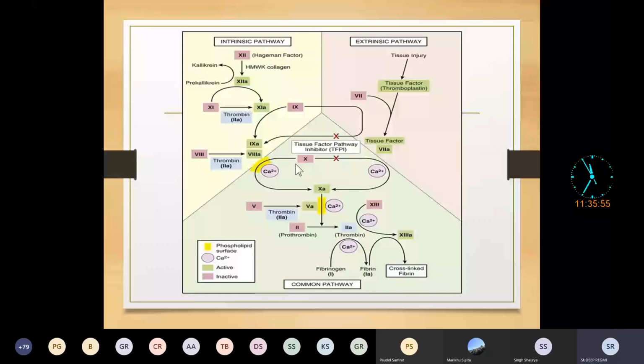So if any of the factors, there are many factors, if any of the factors along with the phospholipid surface, calcium, okay, thrombin, because thrombin, apart from fibrin formation here, is also a cofactor in many of the reactions. So there might be absence or problem with any of the factors. This will ultimately lead to blockage of the formation of fibrin and lead to a bleeding disorder.